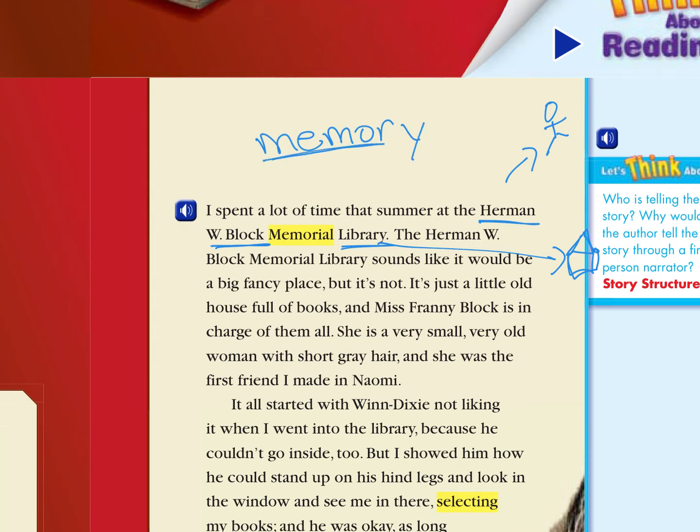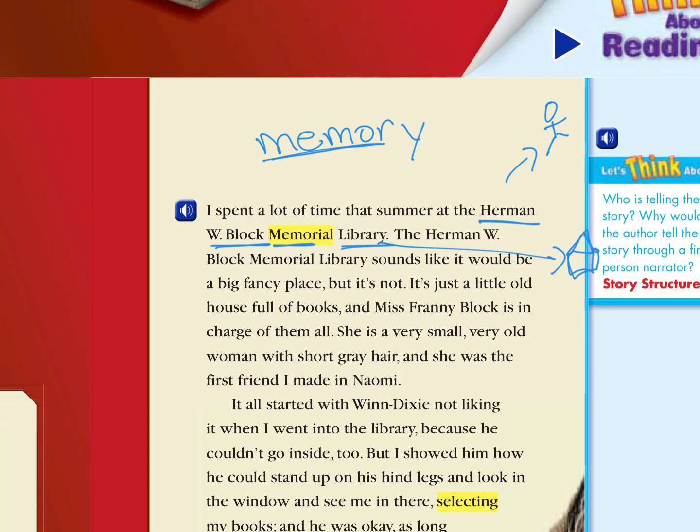This part of the word looks exactly like this part of memorial that we're trying to figure out. These are called word parts. I'm thinking about memory, and I'm thinking it's what I know, it's what I remember. This is going to help me figure out what memorial means. So now I'm noticing Herman W. Block Memory or Memorial Library.